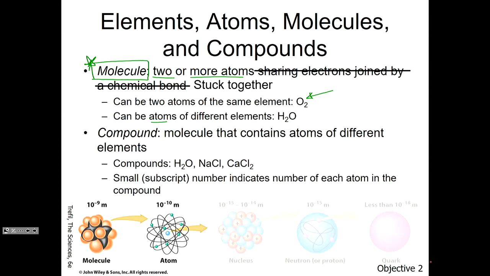Or they can be different atoms from different elements, like H2O. I could consider that a water molecule. If we're using the term compound, then those two things that are hanging out together have to be different elements, like water or calcium chloride or salt, like we were just talking about. They can't be the same. So all compounds would be molecules. Molecules are just two things stuck together. But the only time a molecule is going to be a compound is when it's made of different elements. Okay? So some terms that unfortunately are a little bit confusing there.